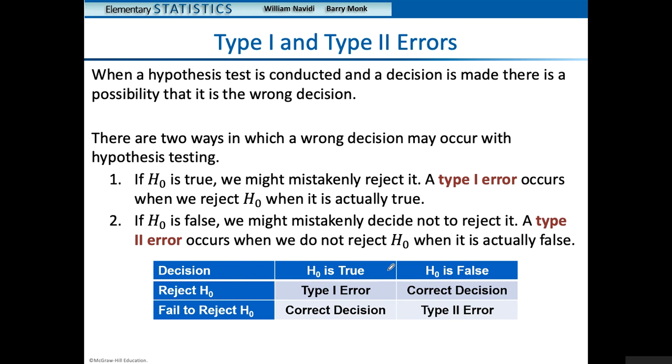And then the two ways of making a correct decision will be if the null hypothesis is true and we fail to reject it, right? If it's true, then we don't want to reject it, right? So failing to reject a true hypothesis is correct. The other way of making a correct decision is rejecting the null hypothesis when the null hypothesis is false, right? If it's false, we should reject it, and that is also a correct decision.